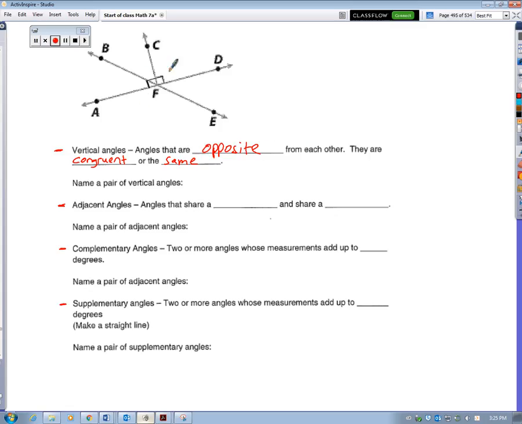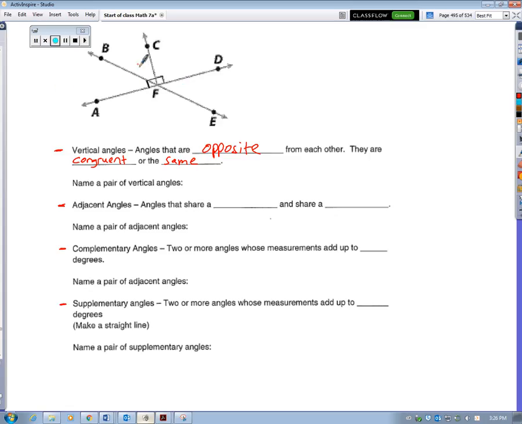Looking at this figure, we want to name a pair of vertical angles. We want to find two angles that are opposite of each other. We only have one pair here of angles that are opposite of each other, and it is going to be this angle here and this angle here. These two angles are directly opposite of each other. They would be vertical angles. You can tell it's a vertical angle because if you draw a line from the center of one angle, it'll go directly to the center of the other angle. It'll go right through them perfectly, split them equally.